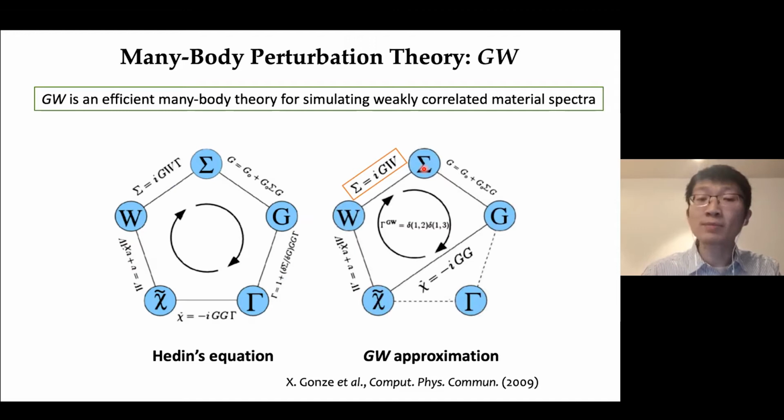And more often, people are using its one-shot form, namely that the Green's function and screened Coulomb interaction are computed at the DFT level, and then the self-energy is extracted from a one-shot calculation.